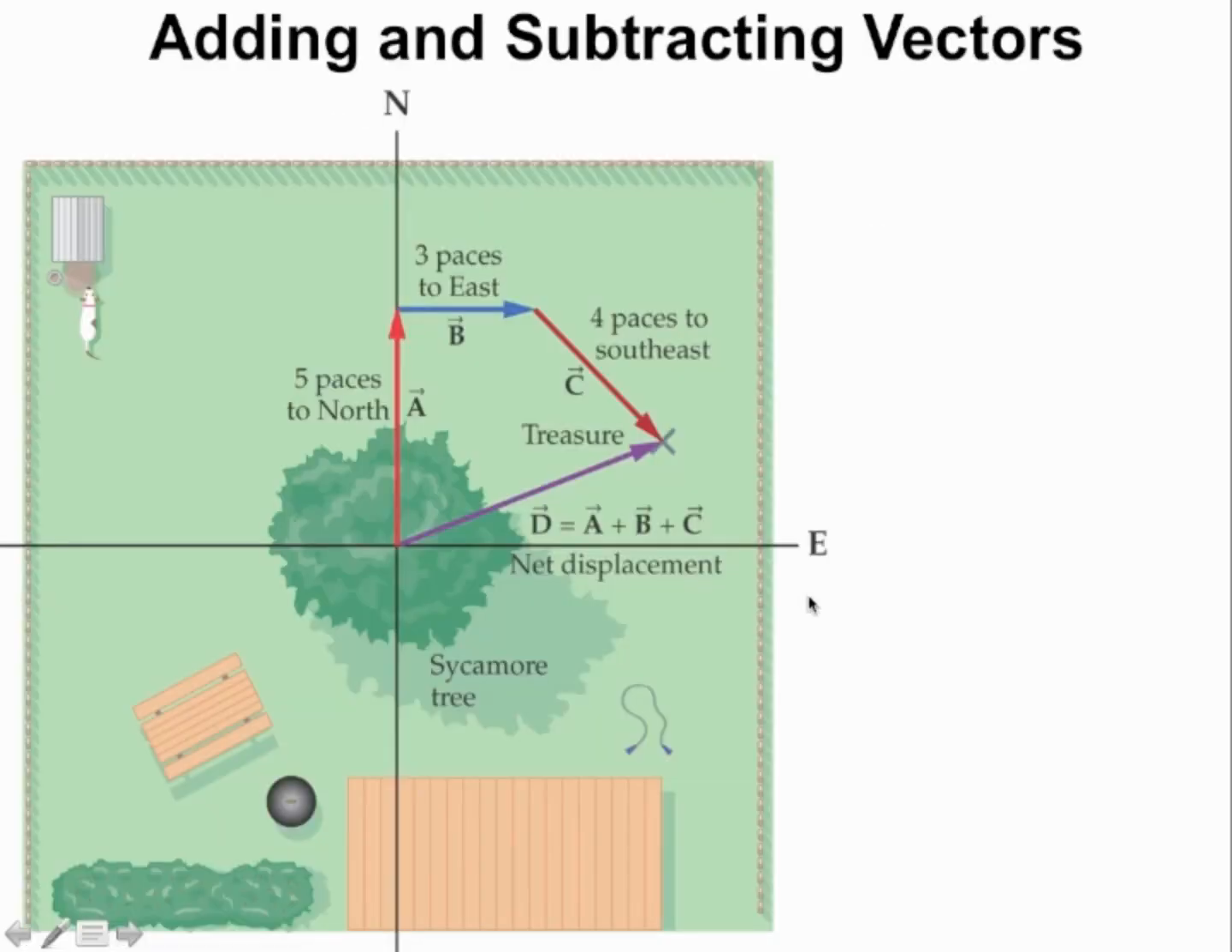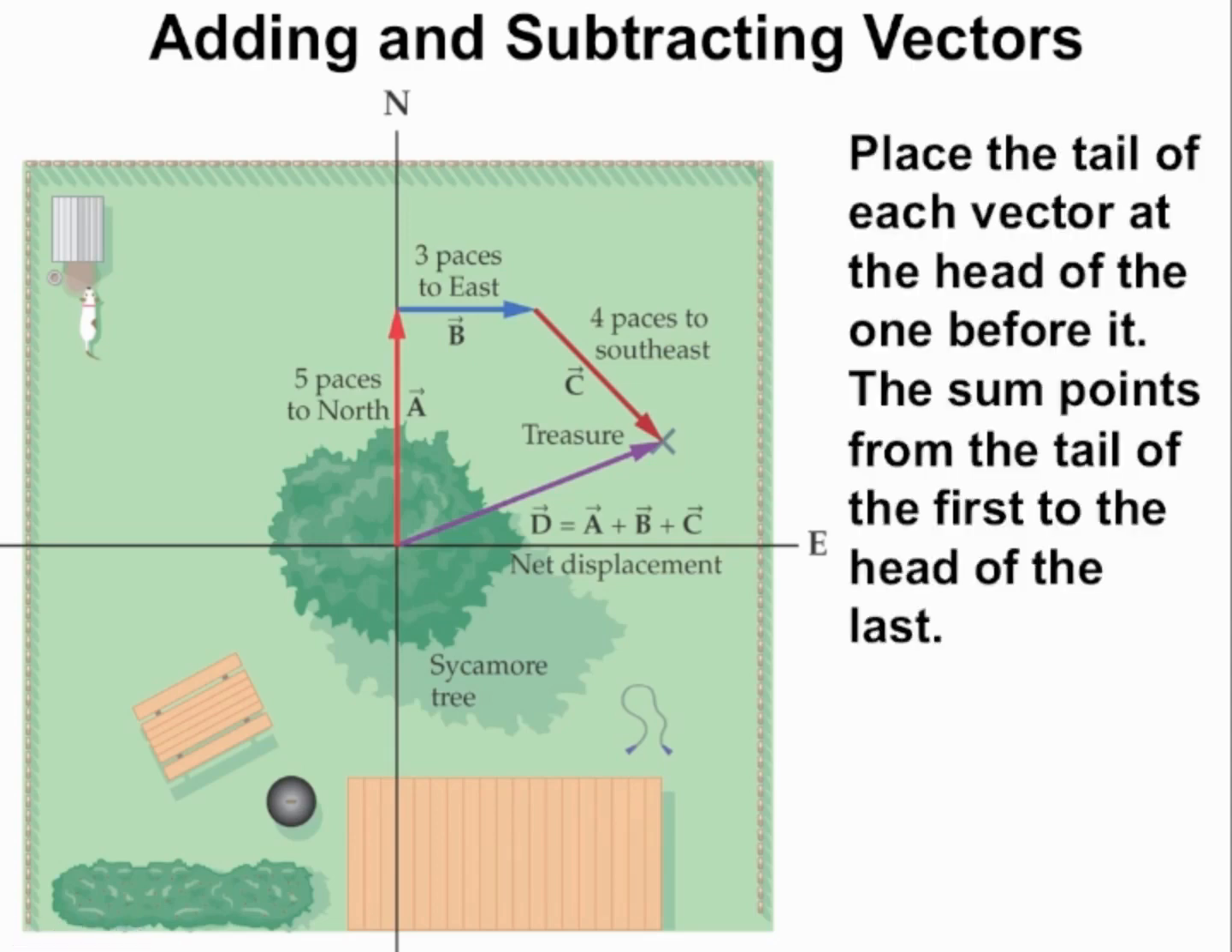Okay, now let's try it again, and let's do it a little bit differently. Let's say that starting at the sycamore tree, first we went 3 paces east, and then we went 5 paces north, and then we went 4 paces southeast. Notice how we're going to end up at the same exact place at the treasure.